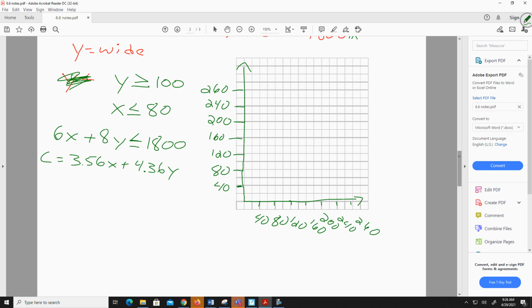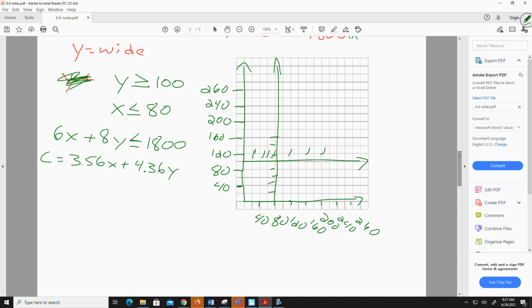Okay, first one, X is at 80. Solid line. Boom. Y is at 100. Boom. I should do my shading. X has to be less than 80. Y has to be greater. So already by now you can kind of tell where your zones are going to be, right?